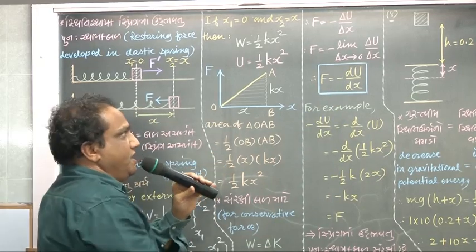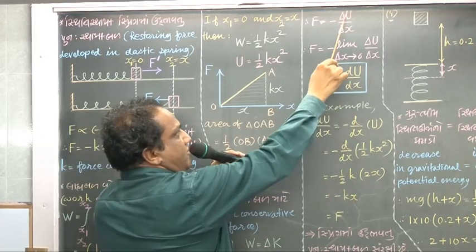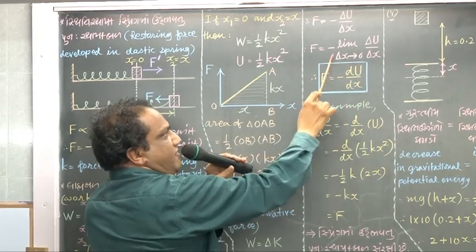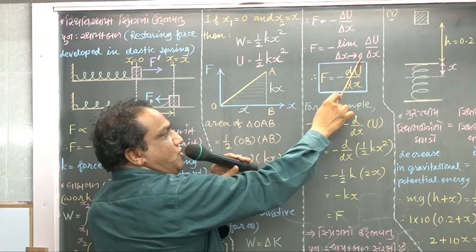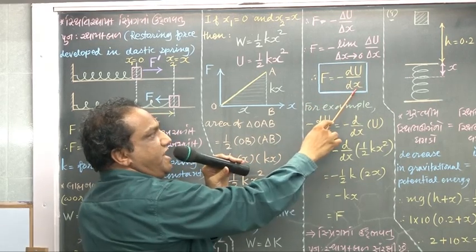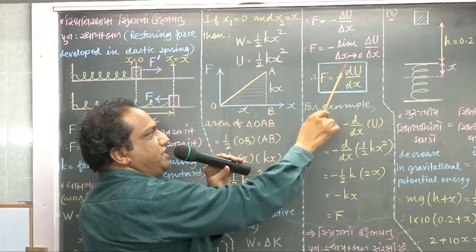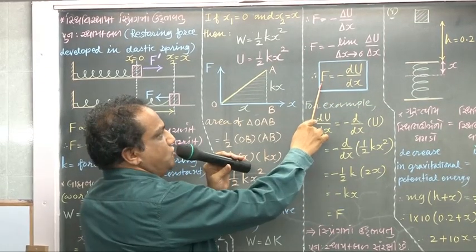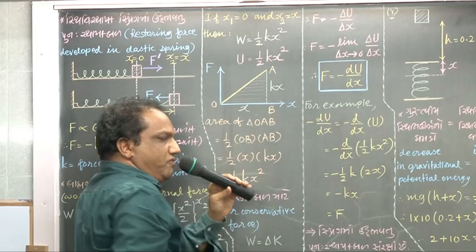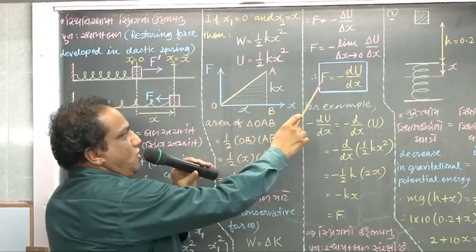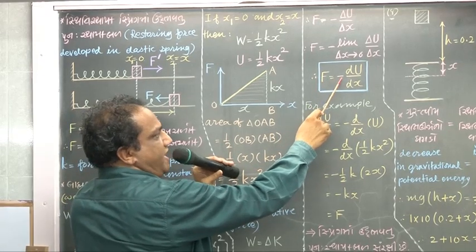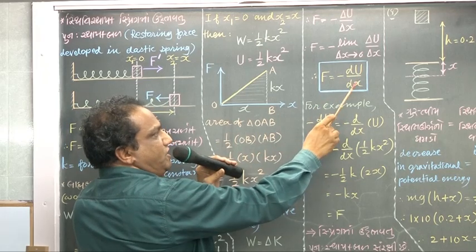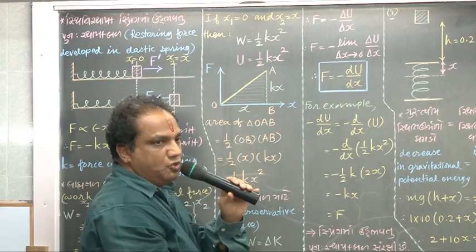In the limit delta x tends to 0, what will be the value of the right hand side? Let us find out. Minus sign as it is. In the language of calculus, whenever delta x tends to 0, we don't write delta x, we write dx. At that time, an extremely small change in potential we write by the symbol dU. So altogether F equals minus dU by dx. Conservative force is always equal to the negative value of the derivative of potential energy with respect to the position of the body.